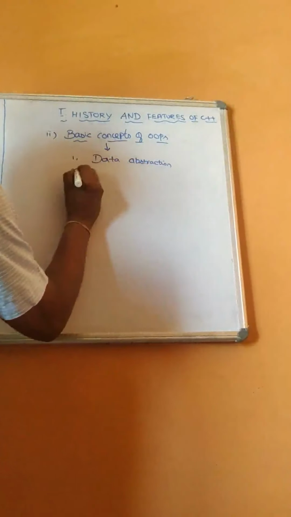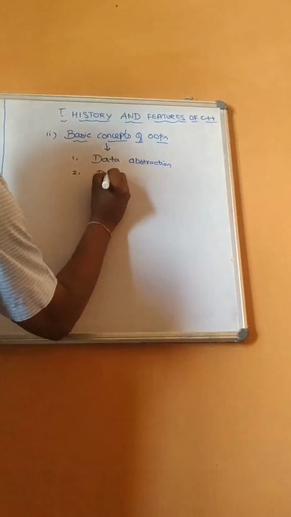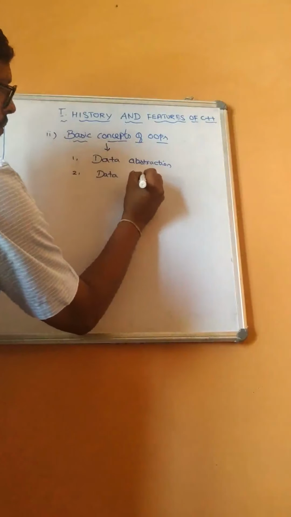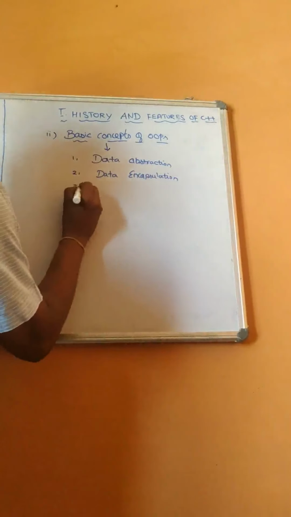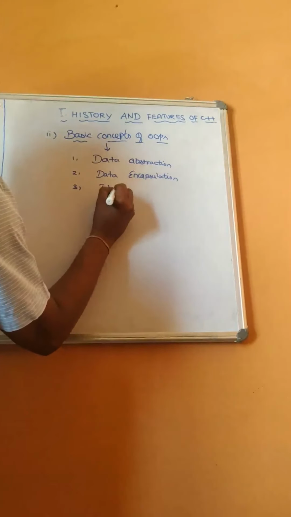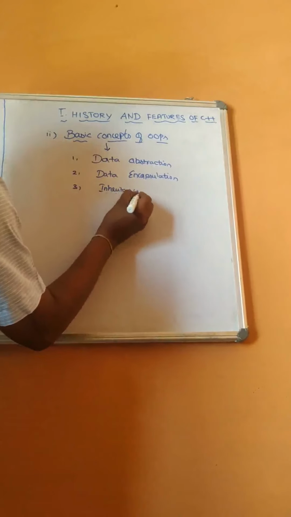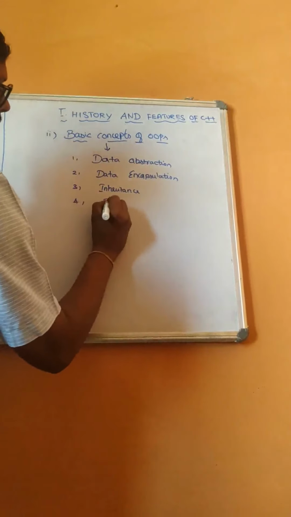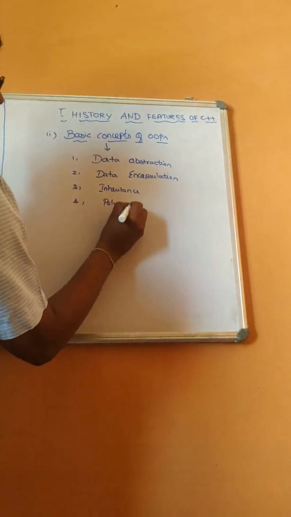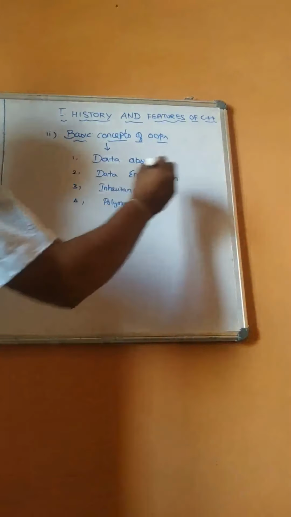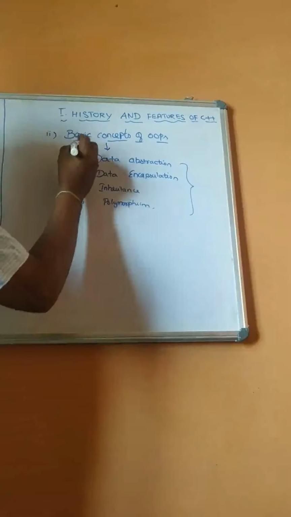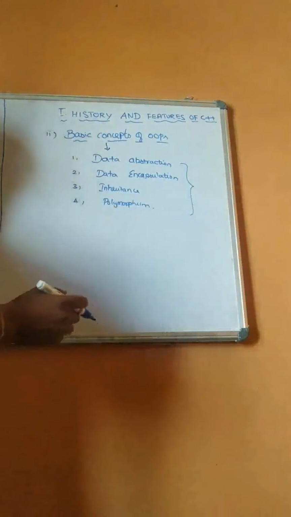And second topic is data encapsulation. And third topic is inheritance. And the fourth one is polymorphism. So these are all the 4 things which you have to remember when the topic comes with basic concept of OOPS. So we'll see one by one by giving a real-time example.